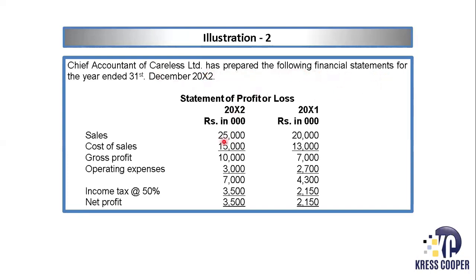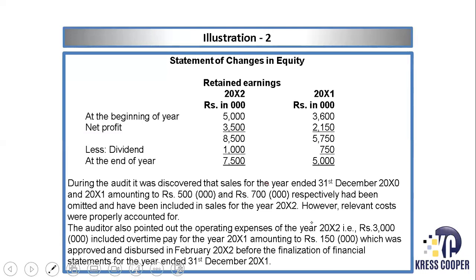financial statements, in which the sales, cost of sales, gross profit, operating expenses, and the profit after tax are given. And in the statement of changes in equity, you can see over here the beginning balance, the profit after tax and the dividend. So what errors took place, in fact? During the audit, it was discovered that sales for the years ending 31st December X0 and X1, amounting to 500,000 and 700,000 respectively, had been omitted and have been included in the sales for the year X2 altogether.